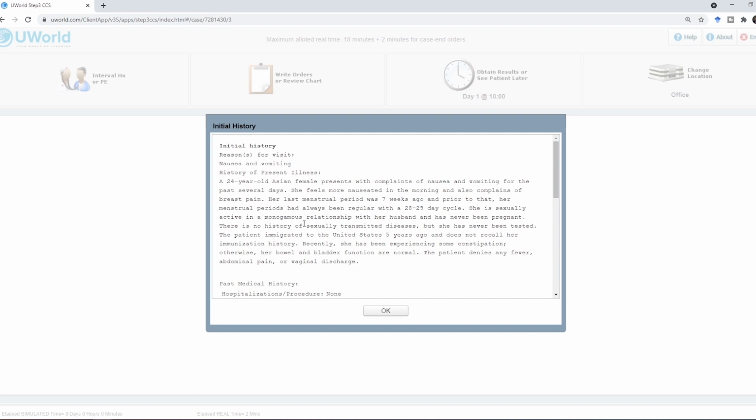She's sexually active, in a monogamous relationship, and has never been pregnant. There is no history of sexually transmitted diseases and she has never been tested. The patient immigrated to the US 5 years ago and does not recall any immunization history.